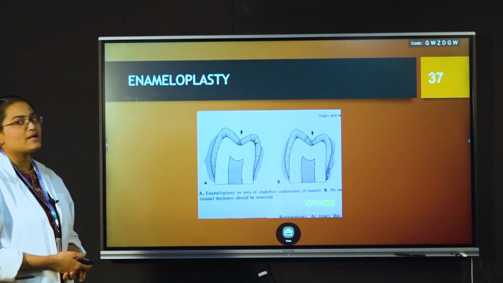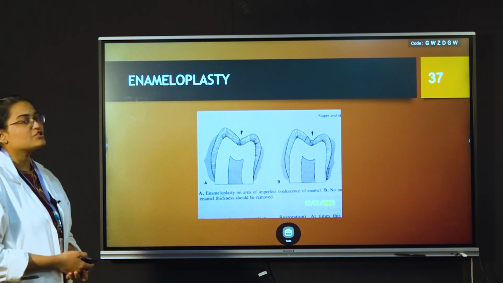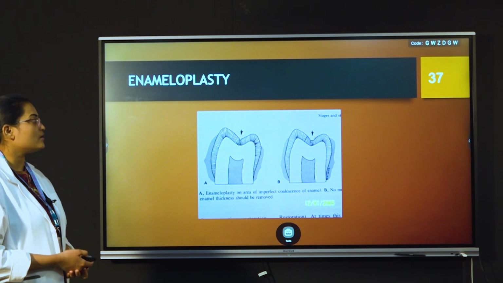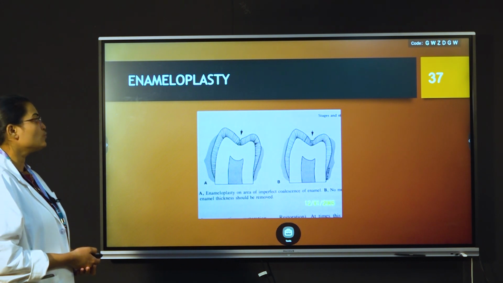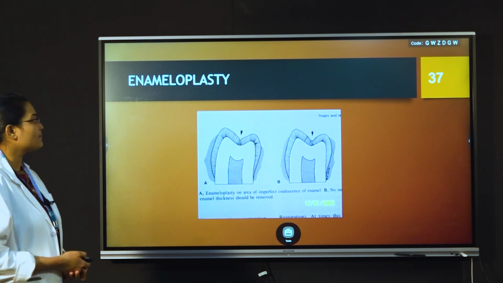Coming to the enameloplasty, any deep pit or fissure which can lead to future caries or lodgement of the food can be smoothened into a saucer-shaped cavity so that it becomes self-cleansing.